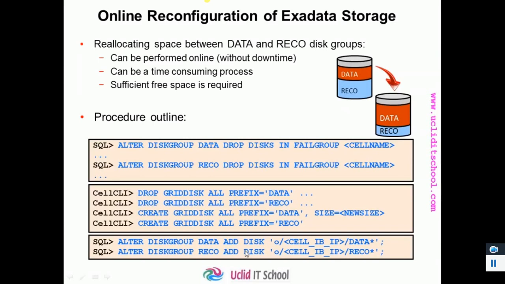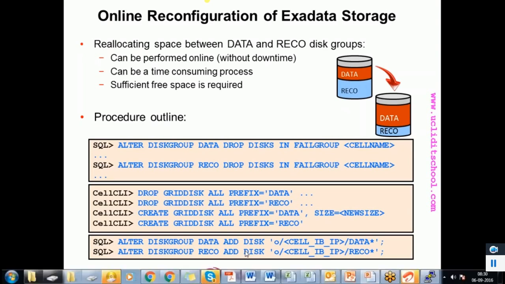Then repeat the same procedure on the second cell. Go to the second cell and drop all the grid disks belonging to the second cell. Then wait for the rebalance. Then create the new grid disks with new sizes. Then again add them back to the disk group. Again rebalance will happen. That way you have to do the same procedure on every cell, one cell at a time.